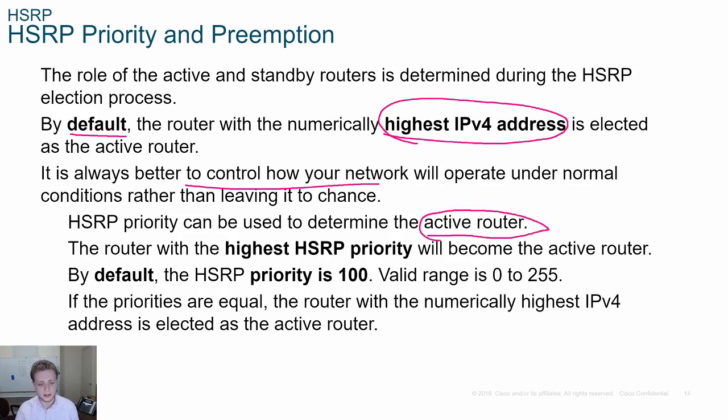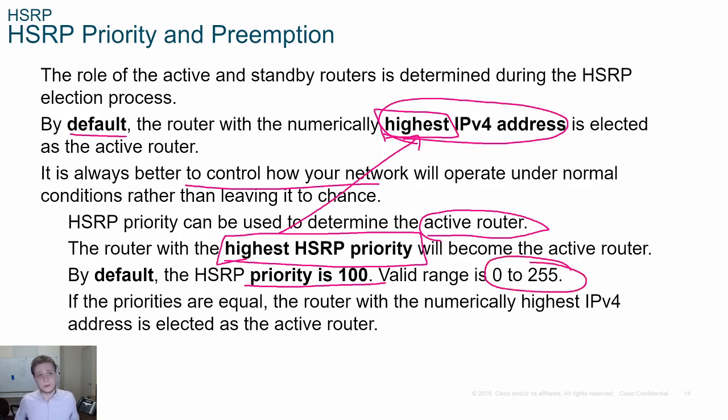So we can set the highest HSRP priority, right? Remember, higher is better in HSRP. By default, the priority is 100. We can go from 0 to 255. Some people may go for 101. I usually prefer to go to where I have room on both sides, so I would potentially pick somewhere between 150 and 200 for my primary router.